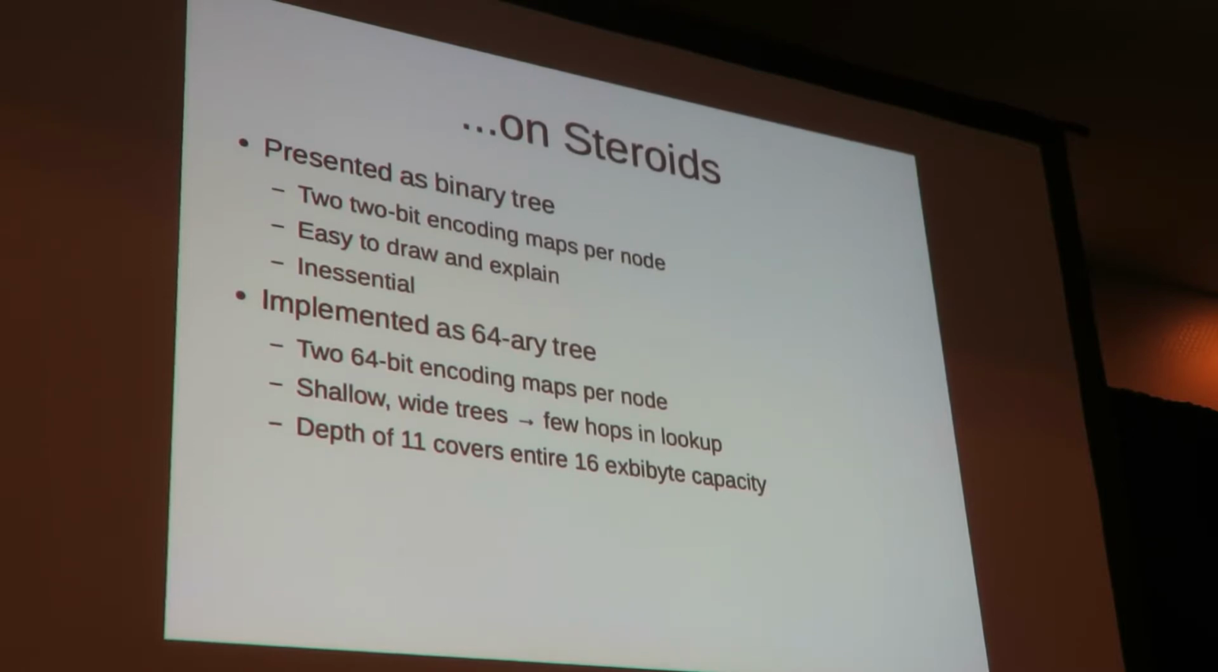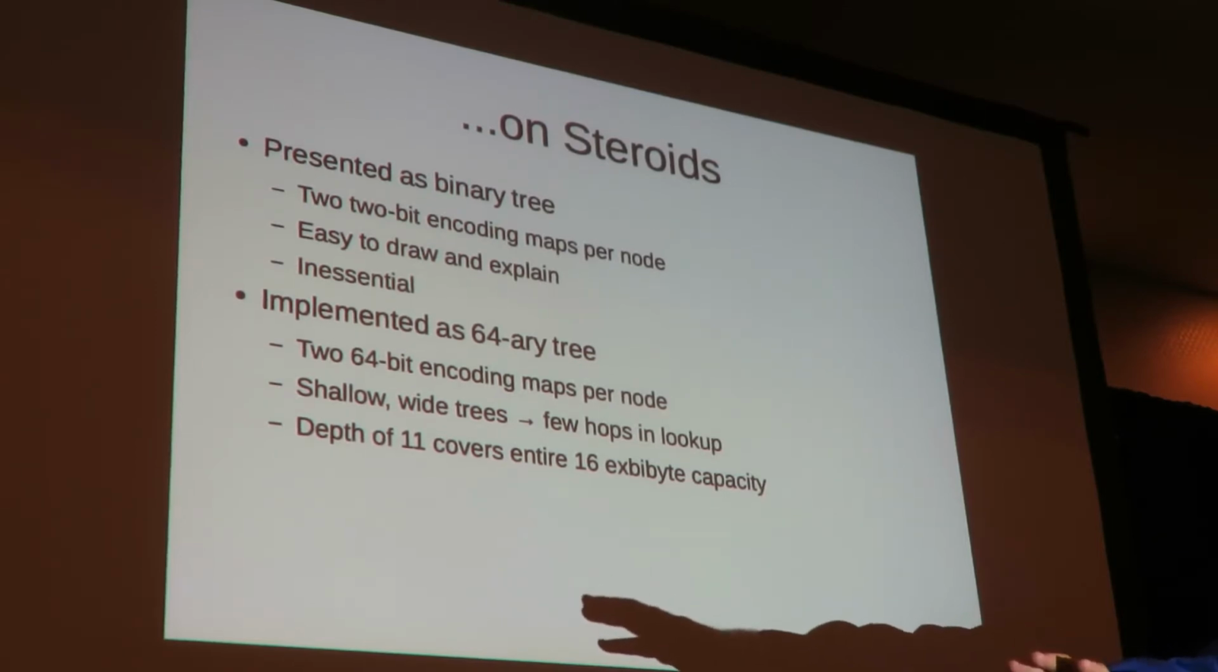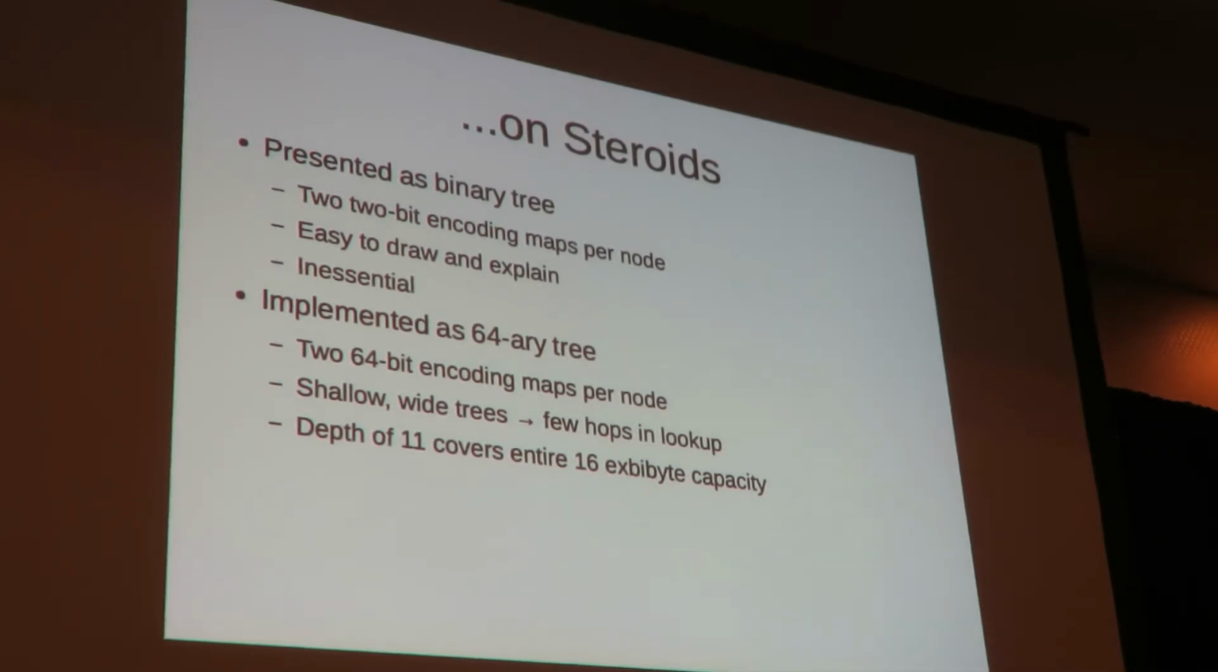Now's when I let one secret out of the bag. I made all my pretty pictures using binary trees because they're easy to draw and easy to see and understand. There was nothing essential in the way you did this, that it had to be binary. And my hash maps were 2 bits to tell me about my children. There's no practical way to use 2 bits. I'm going to use 64 bits. So my map is actually going to be 2 64-bit maps, guiding me on my 64 children at every node. And I've got a 64-array tree. And this data structure then becomes something on steroids, so to speak.